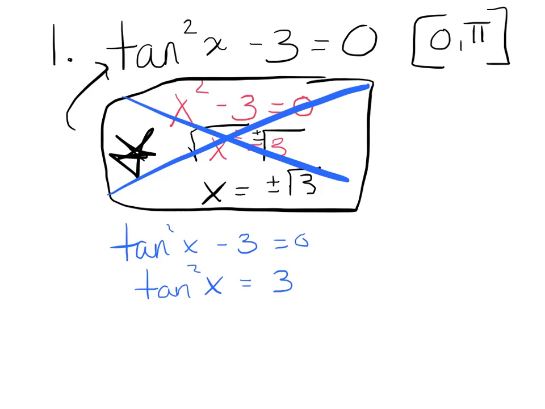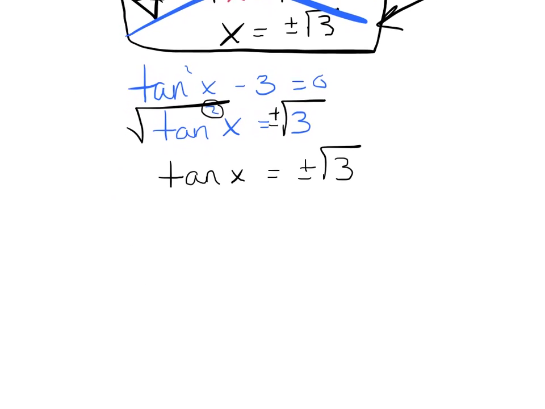And now what was our next step? We said get rid of that square, and to get rid of the square, we just simply took the square root of both sides. Now again, that plus and minus. So similar to this one, just instead of saying x equals plus and minus radical 3, I'm getting tan x equals plus or minus radical 3.